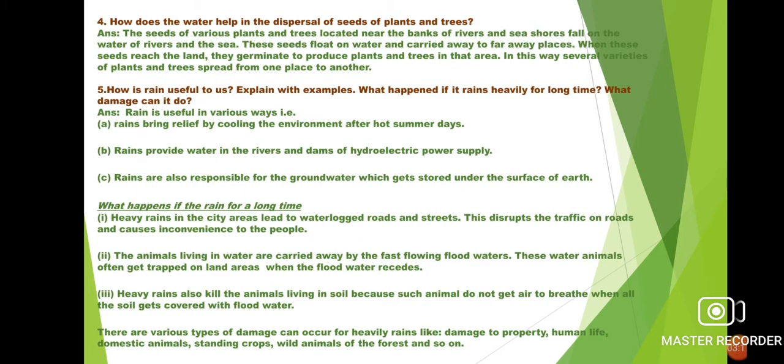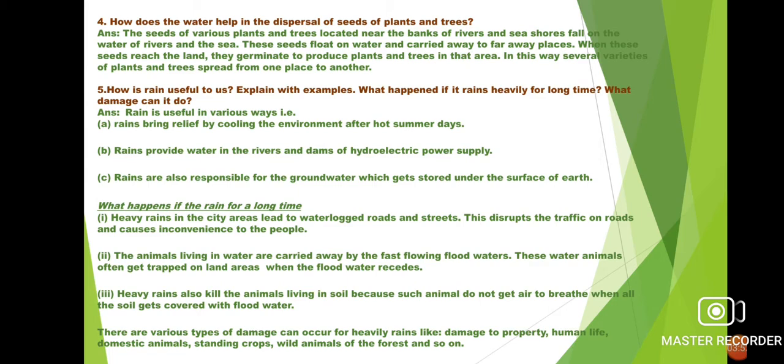Achha, next, how does water help in the dispersal of plants and trees? Now dispersal of plant and tree means what? Dispersal of plant and tree means scattering of seeds, in order to avoid the overcrowding of the growth of plants at a particular place. Now the seeds of various plants and trees located near the banks of rivers and seashores fall on the waters of the river and sea. Now this water takes an important role in the dispersal of seeds.